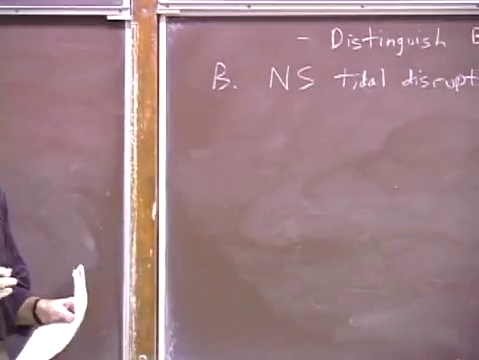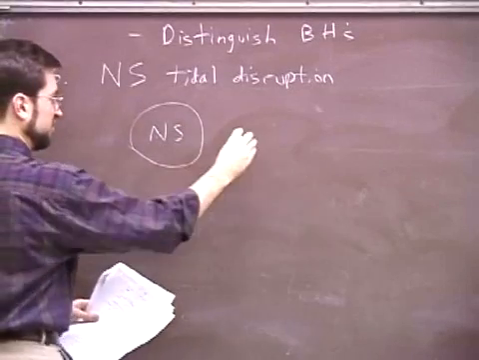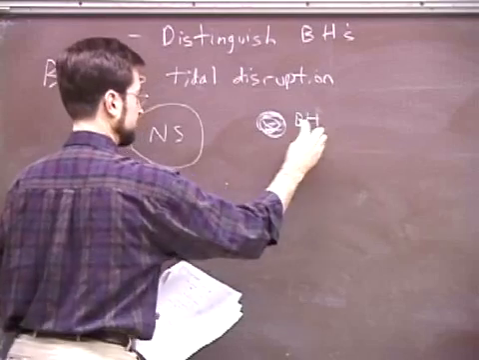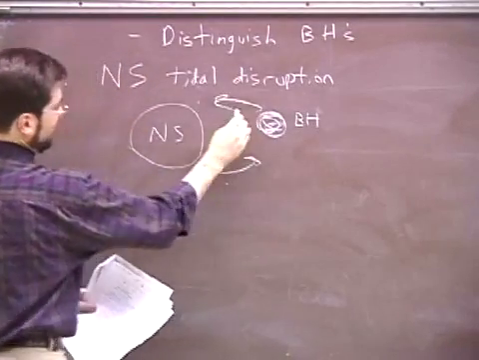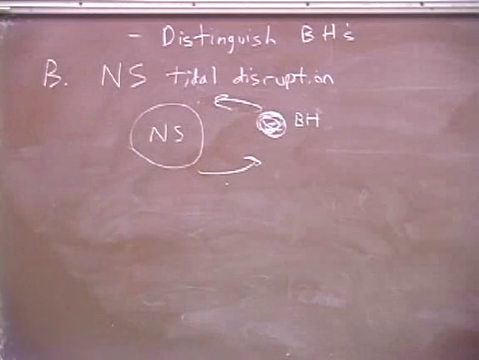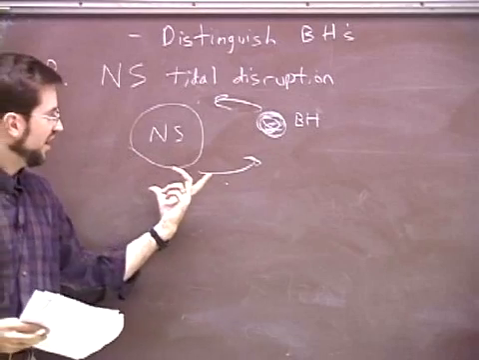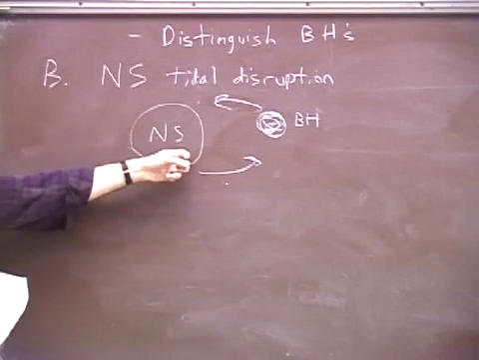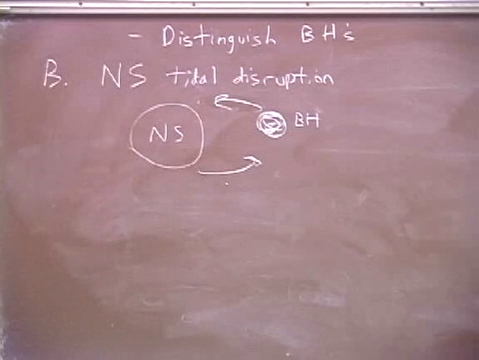And so the idea here is that you have a neutron star and you have a black hole, in orbit. And as the two get closer due to gravitational radiation emission, eventually the neutron star is going to be ripped apart by the strong field of the black hole.